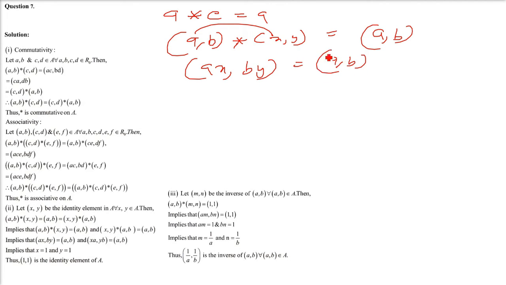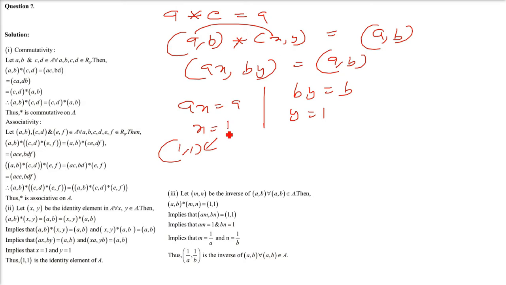Now just equate AX with A and BY with B. So X becomes equal to 1, as A gets cancelled. Y is B by B, that is again 1. So this (X, Y), which is the identity element we are talking about, is (1, 1). Right?